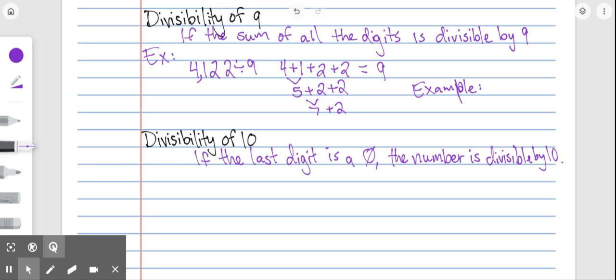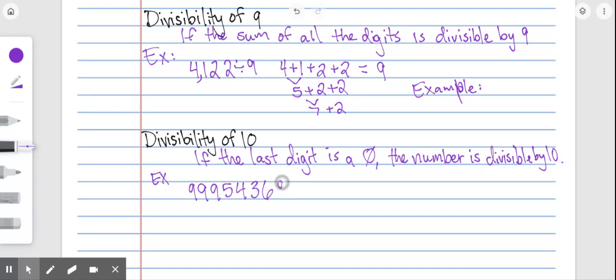So, my example, I can put any number in the front. I could put 9, 9, 9, 5, 4, 3, 6, 8, 0, 0, 1, 1, 9, 0. As long as this last digit is a 0, it is divisible by 10. It doesn't matter what all those other digits are. This number tells me that I can divide it by 10. So this is divisible by 10.